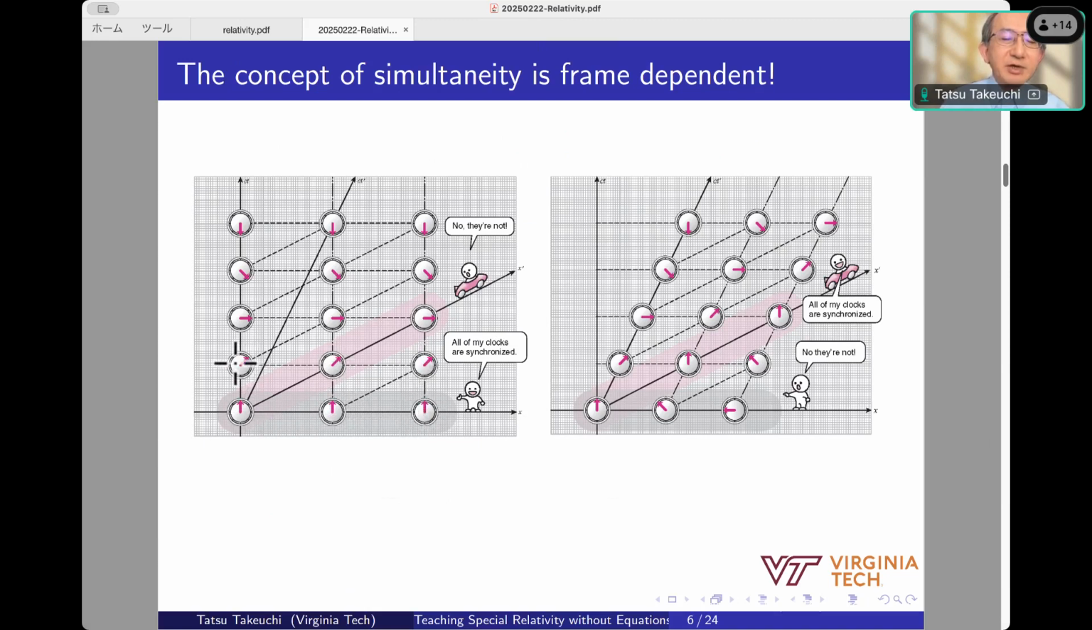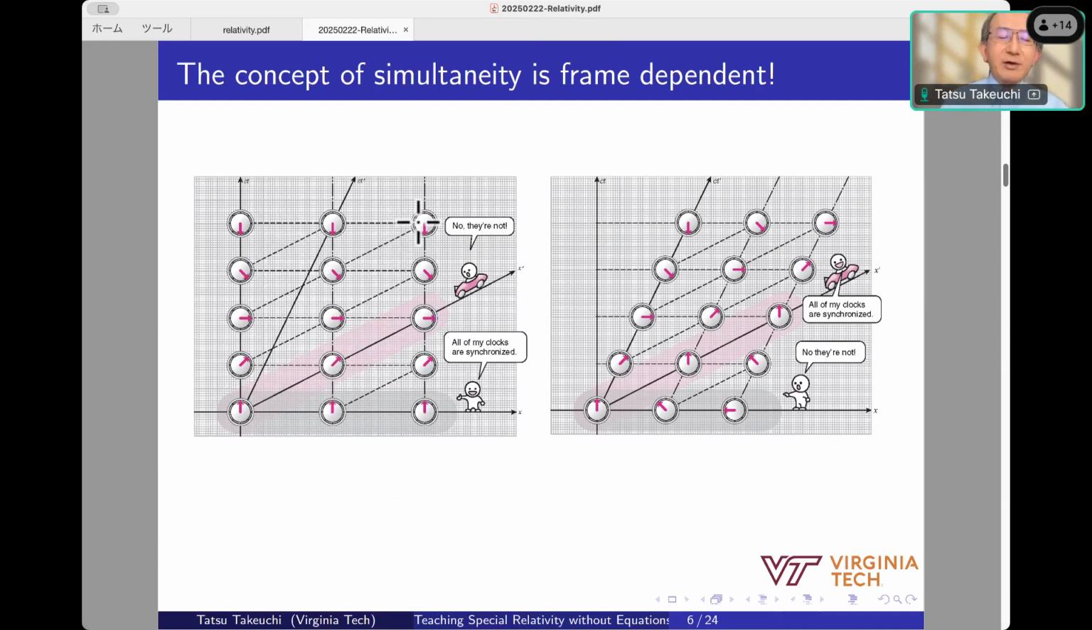These 3 clocks are giving the same reading in frame A at the same time, and so forth. So an observer in frame A, at rest in frame A, will say, oh, all these 3 clocks are synchronized because they are giving the same reading at the same time.